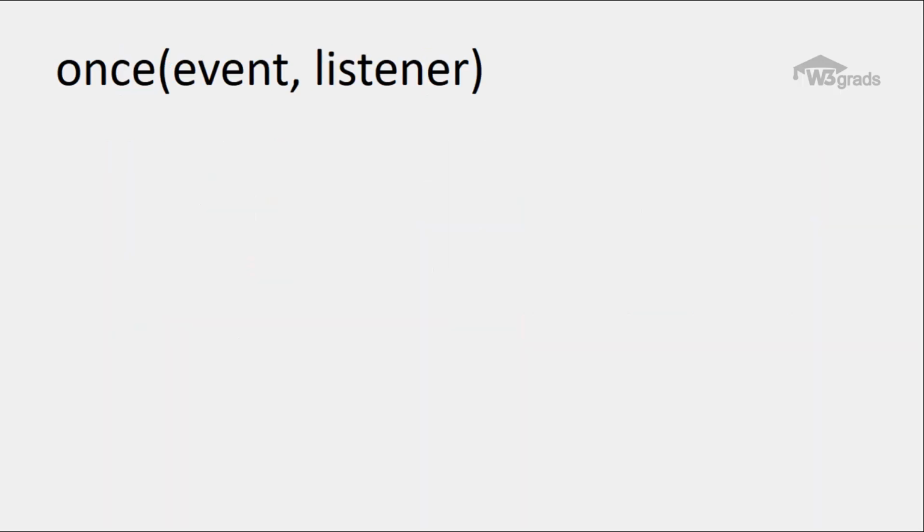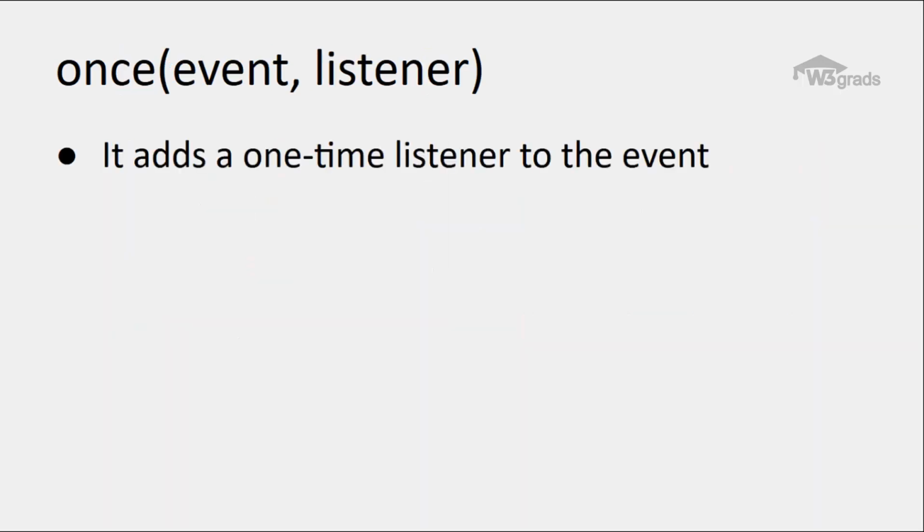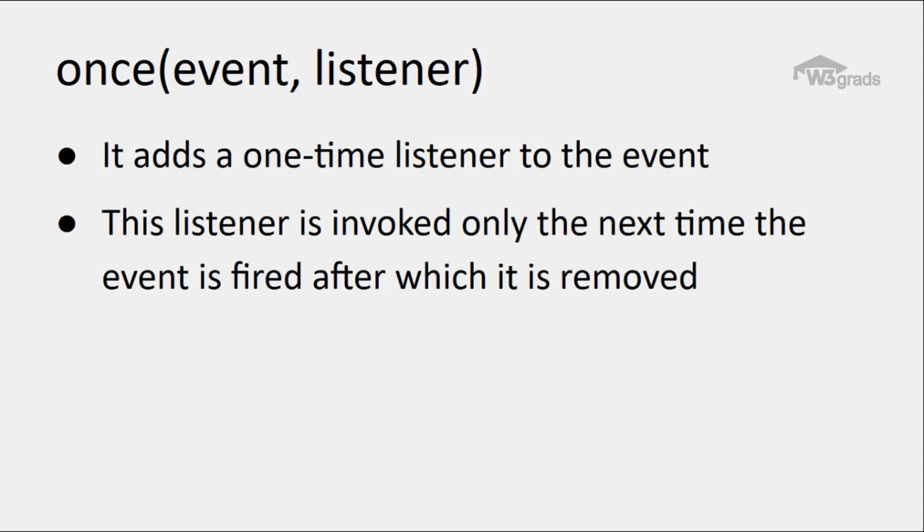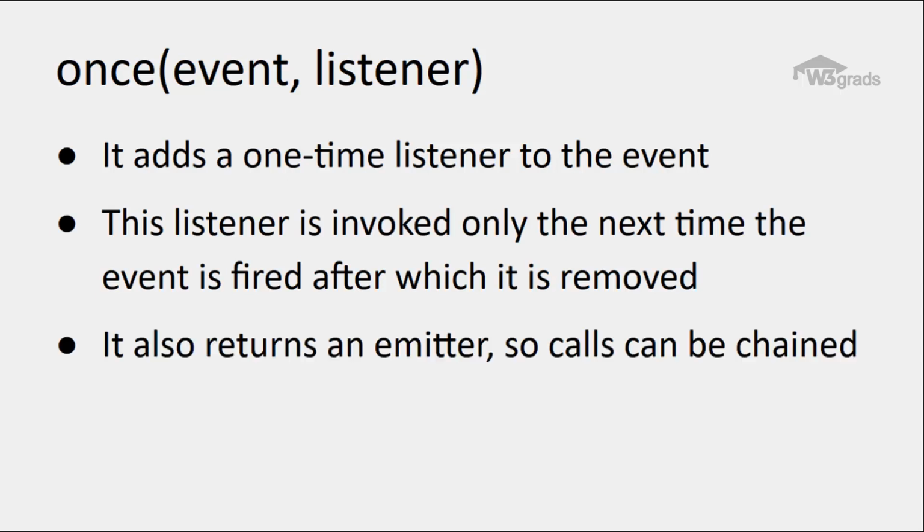The third one is the once method. It adds a one-time listener to the event. This listener is invoked only the next time the event is fired, after which it is removed. It also returns an emitter, so calls can be chained.